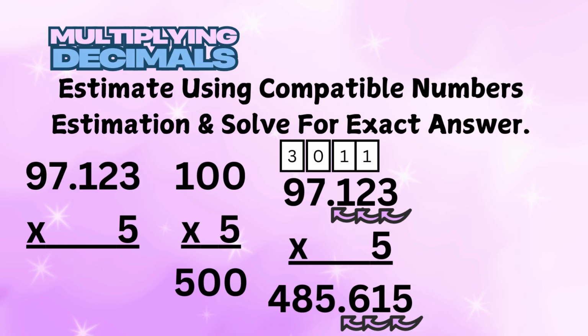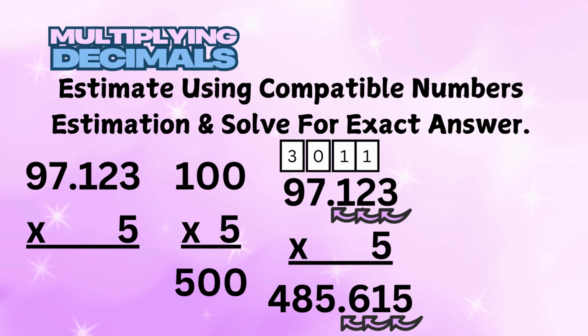All right, now we're going to go through and first start with compatible number estimation. I had the number 97.123. I know that I need to find a number that is very easy to work with, but that is not too far from 97.123. The compatible number estimation I have chosen is 100 multiplied by 5. It's much easier for me to work with those numbers very quickly. 100 times 5 equals 500. That is my estimate using compatible number estimation.